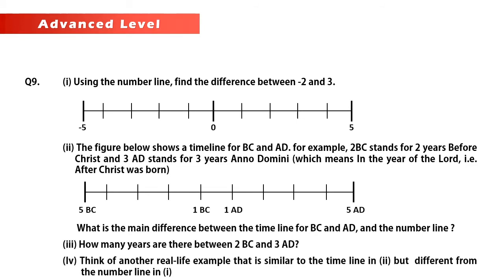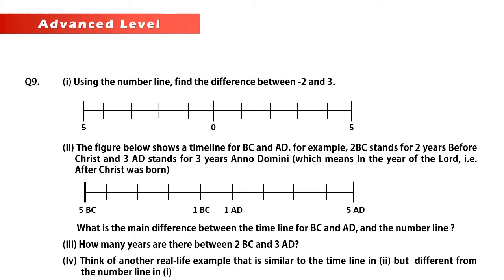Find the difference between -2 and 3. Part 2, the figure below shows a timeline for BC and AD. For example, 2 BC stands for 2 years before Christ and 3 AD stands for 3 years Anno Domini, which means in the year of the Lord, that is, after Christ was born.